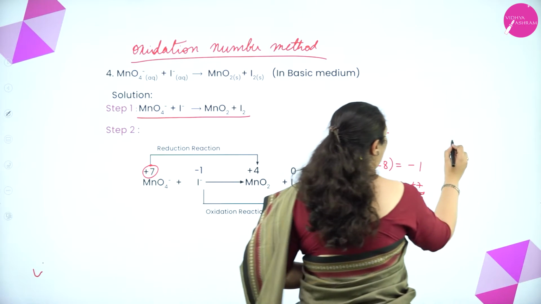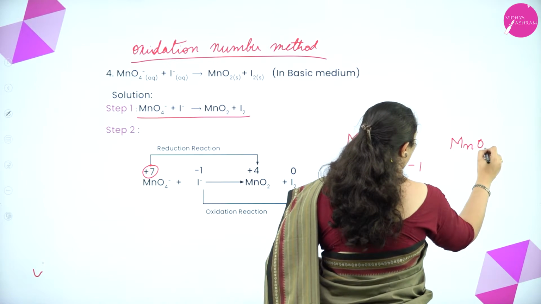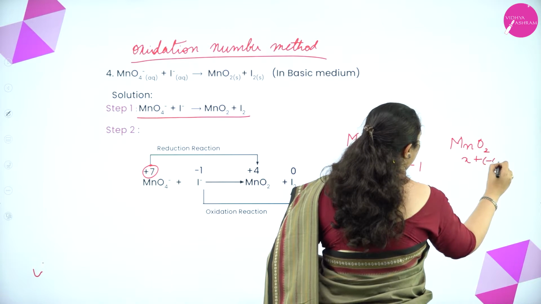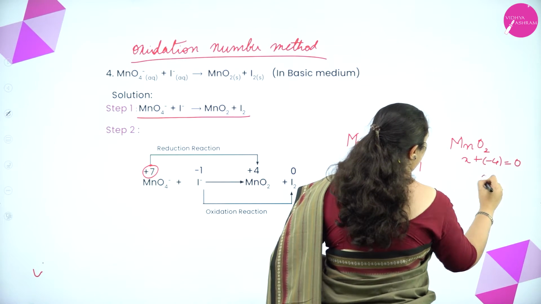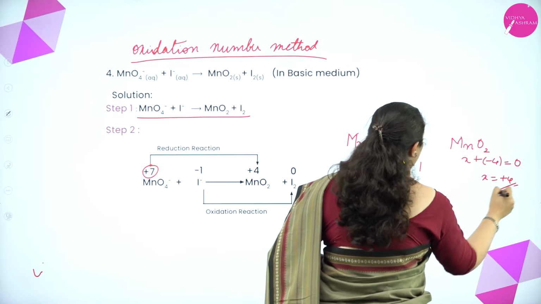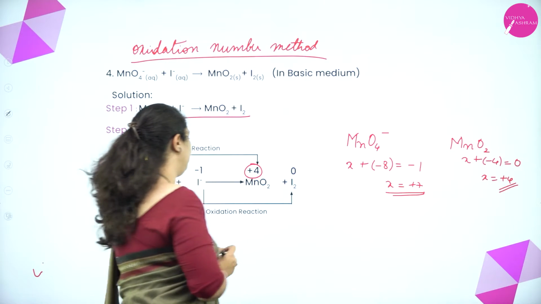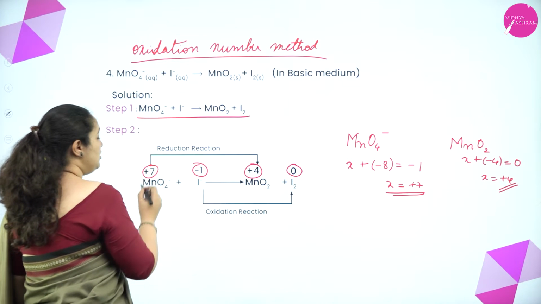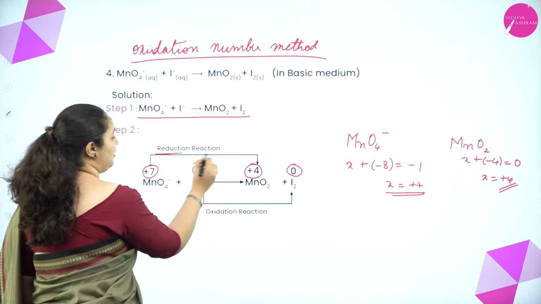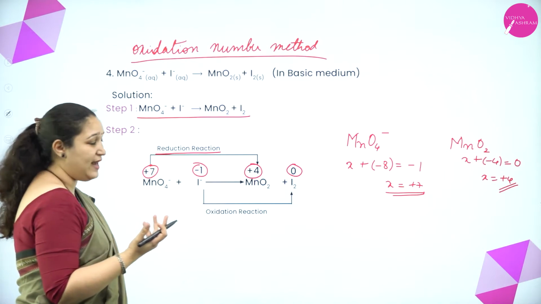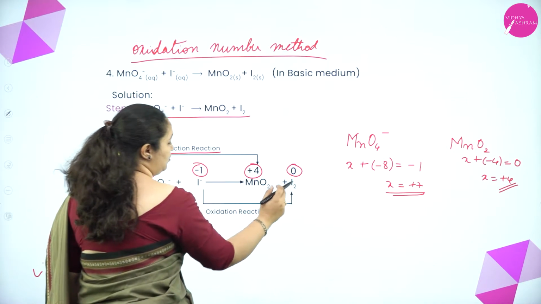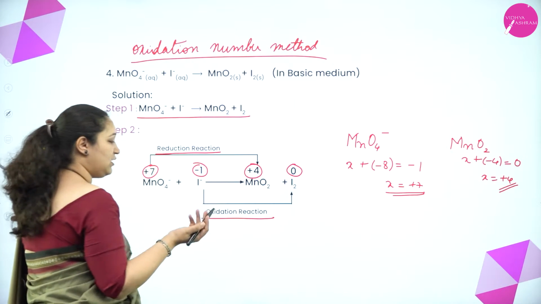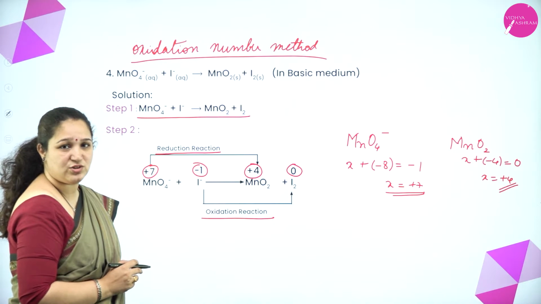In MnO2, x plus minus 4 is equal to 0, x is equal to plus 4. So it is written plus 4. And for iodine it is easy, minus 1 and 0. So plus 7 to plus 4 reduction, so it is reduction reaction. Minus 1 to 0 increase in oxidation number, so it is oxidation reaction.